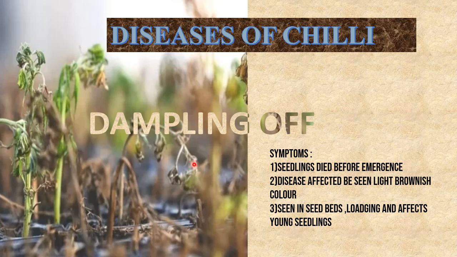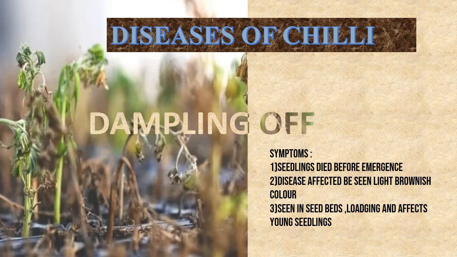Here the disease affects the color: a light brownish color will be seen on the stems, and also in the seed beds only. If you observe the image, you can see the light brown color showing how the seedlings are affected. Damping off is mainly seen in the seedling stage only. So if we take up management to prevent this, the crop will come up well.